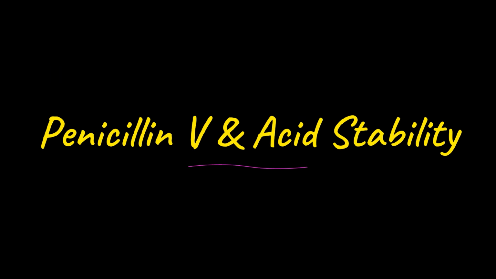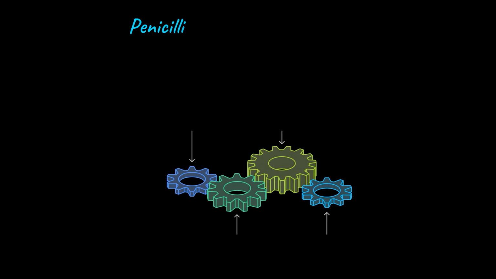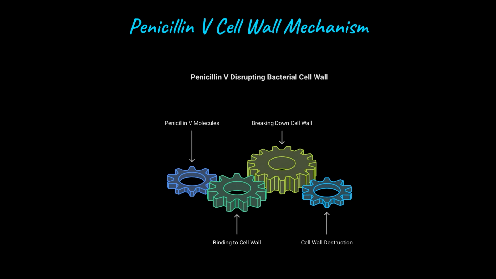Penicillin V is an oral antibiotic used for infections like strep throat. What makes it special is a single chemical property. It resists destruction by stomach acid, which changes how patients are told to take it. Penicillins work by wrecking the bacterial cell wall, the structural layer bacteria need to survive.